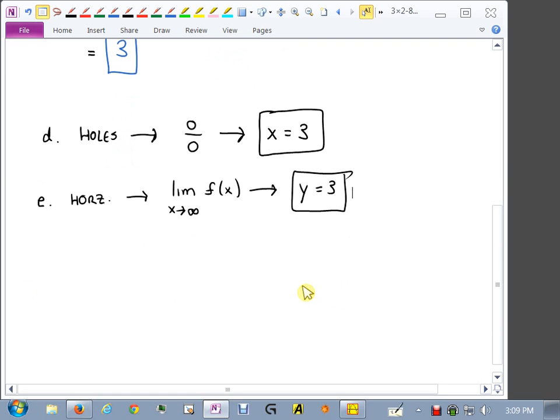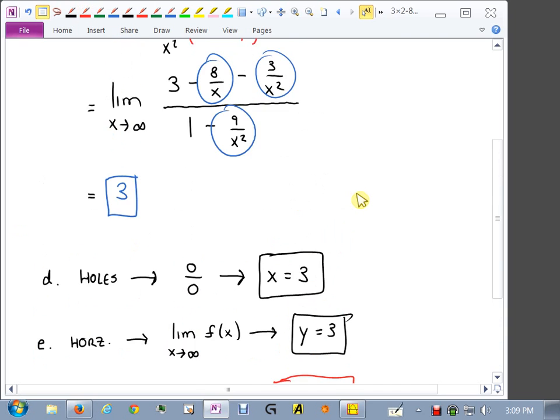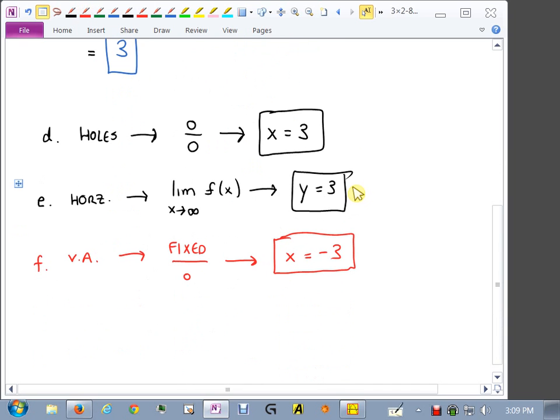All right, and so I'm adding this in here, part F. How about your vertical asymptotes? That's going to happen anywhere you have what? Fixed over 0, and we already determined that that happened when x was negative 3. All right, let's move on.